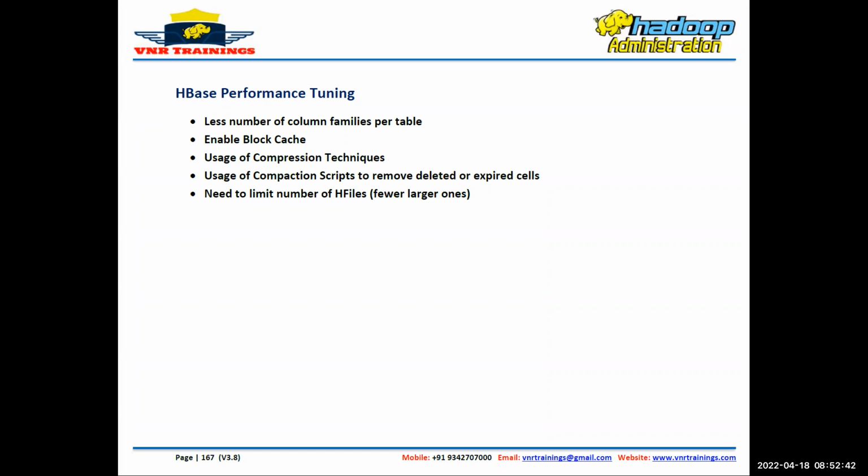You need to limit the number of HFiles also. By default, major compaction will start at 10 files in one directory. If there are 10 files, major compaction will start automatically, and minor compaction will start before that itself. That's not a problem. If you limit these files to 5, that is very good actually. 10 is a good number, but if you still want to reduce the size, you can go for 5. These are some techniques you can use to increase the performance of your HBase.